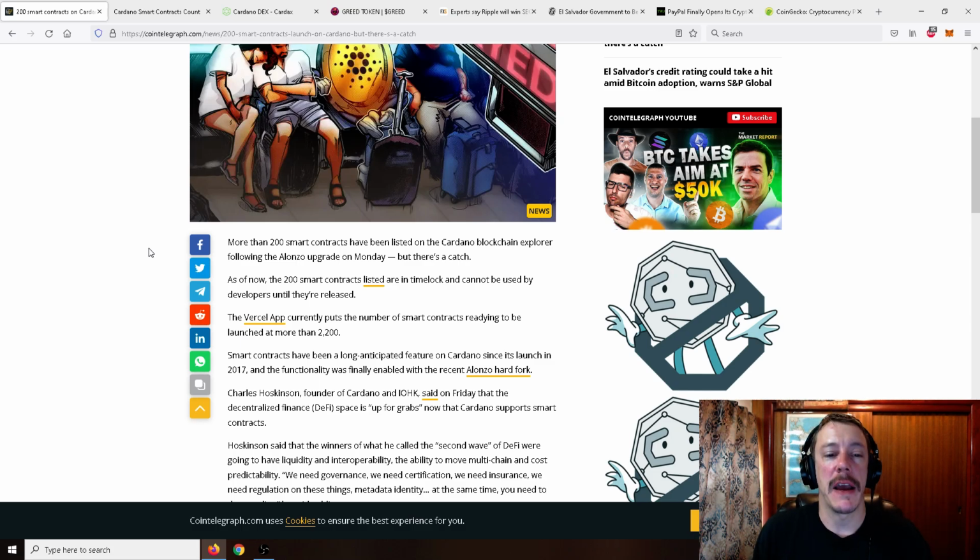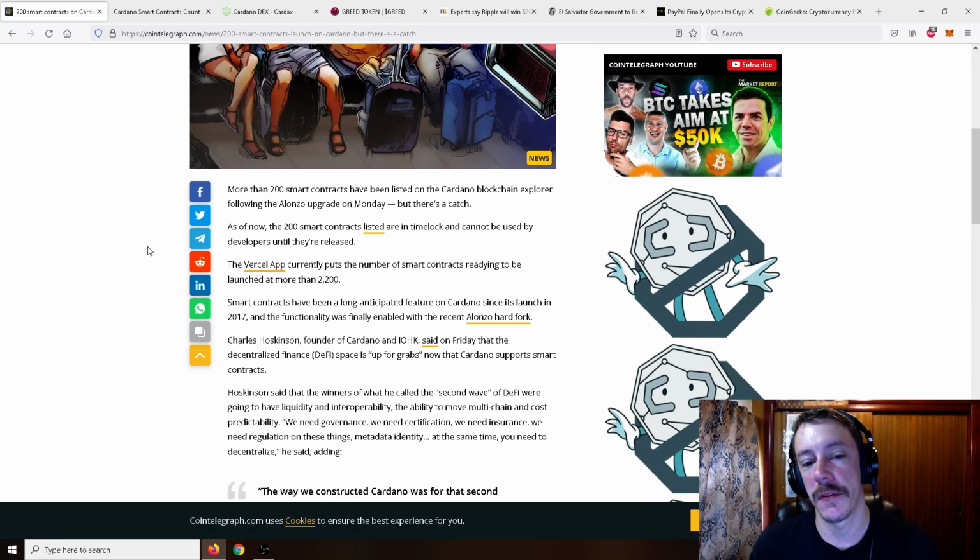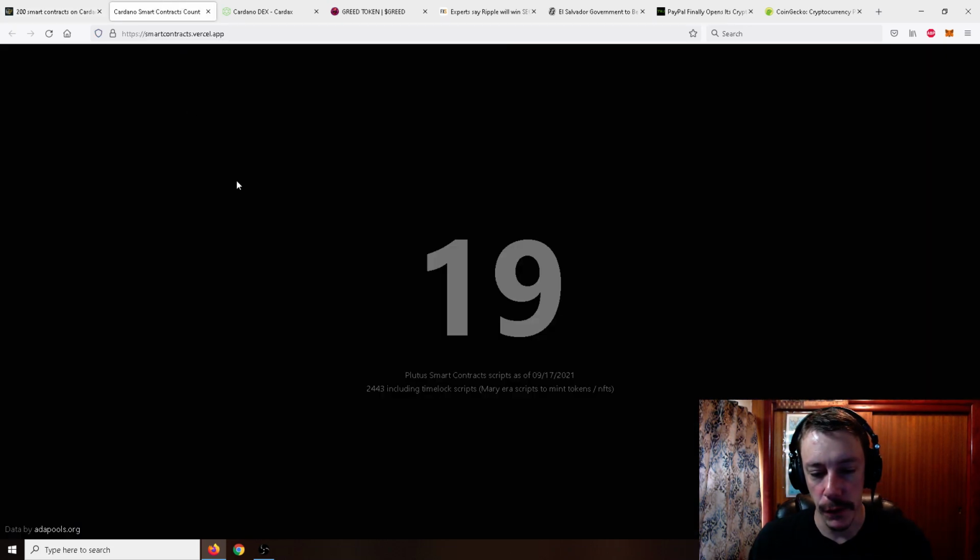More than 200 contracts have been listed on the Cardano Blockchain Explorer following the Alonzo upgrade on Monday. As of now, the 200 smart contracts listed are in time lock and cannot be used by the developers until they are released. The Versal app currently puts the number of smart contracts readying to be launched at more than 2,200. So it's a bit confusing.